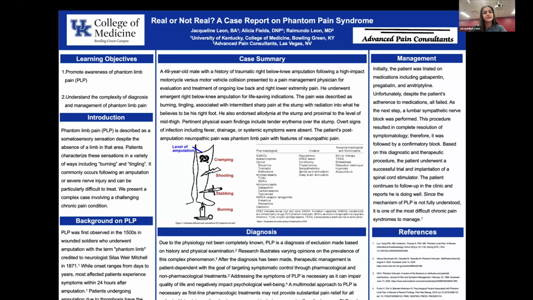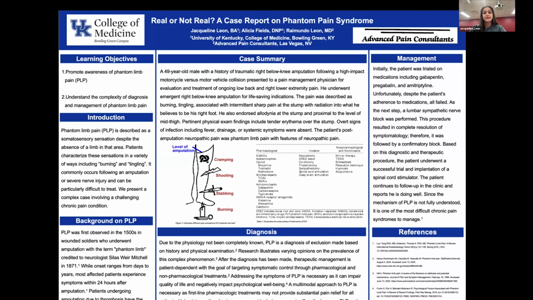So going back to our patient, initially he was trialed on gabapentin, pregabalin, and amitriptyline. Despite his strong adherence to these medications, all of them failed. As a next step, the pain management physician performed a lumbar sympathetic nerve block, which did end up having complete resolution of the patient's symptoms. And then they followed that with a confirmatory block, and the patient still had resolution of symptoms.